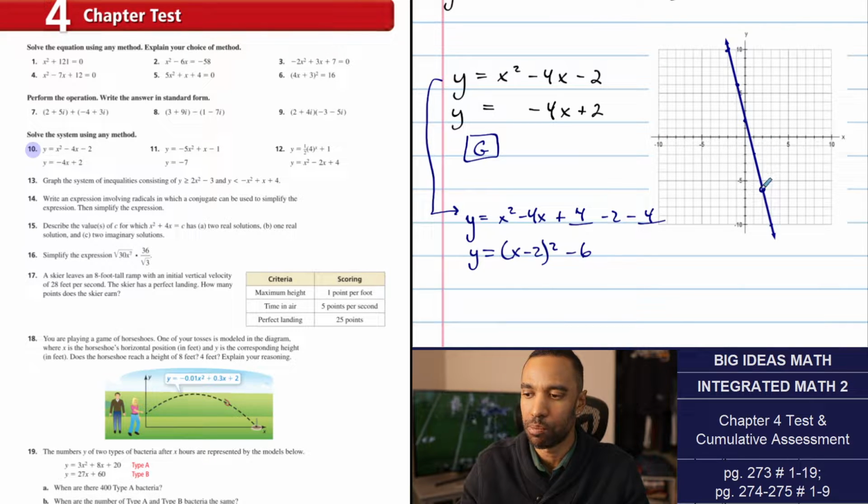Now that happens to also be one of the points of intersection. So this vertex there. The stretch factor is 1, and I have a y-intercept of negative 2. That's also where it intersects. Okay, solving by graphing was easy. So 1, 1.